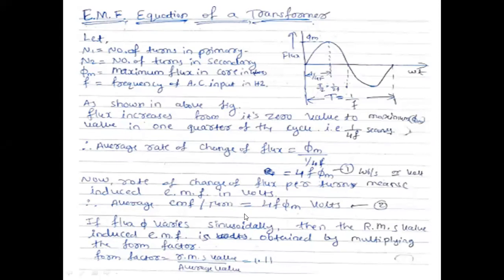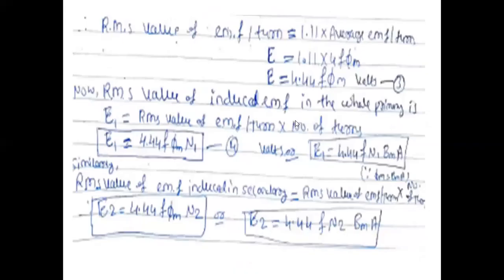What is the average value here? Already we have calculated here. This is the average EMF per turn. So RMS value equal to 1.11 into this. It is nothing but 4.44 f5m per turn, whatever the RMS value per turn. If I don't know the exact number of turns, instead of per turn, we can write RMS value of EMF induced equal to 4.44 f5m into N. N may be 1, 2, 3 and so on. That is our EMF equation we are going to call here. See here.